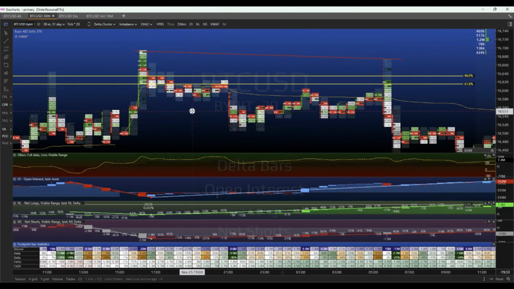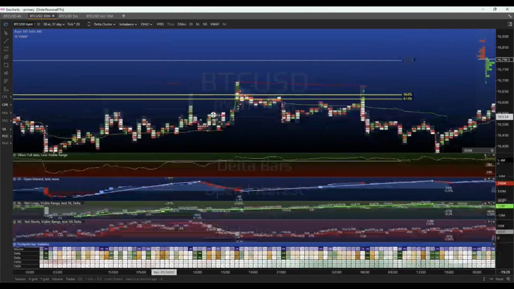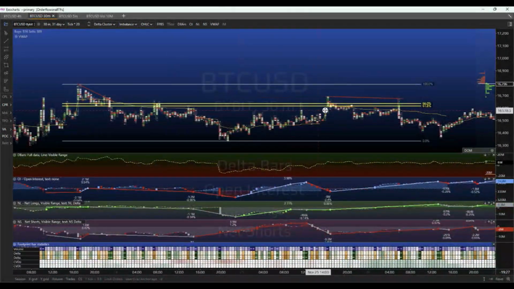Are we at an order block? Are we at a VWAP? What's the context of this move? If someone's considering buying here, they should be asking themselves, well, what have we done?